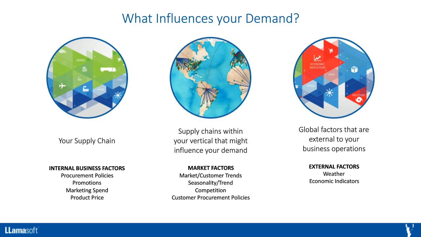We have internal business factors that are within your own supply chain, like procurement policies, promotions, marketing spend, and product price. They have a big impact on your demand. And then you have market factors that are within your own vertical that might influence your demand, like market customer trends or competition and things like that. And then you have external global factors that might impact your business operations, like weather, macroeconomic indicators like GDP, inflation rate, unemployment, and things like that. So these factors are constantly changing, and they have a significant impact on your demand as well.